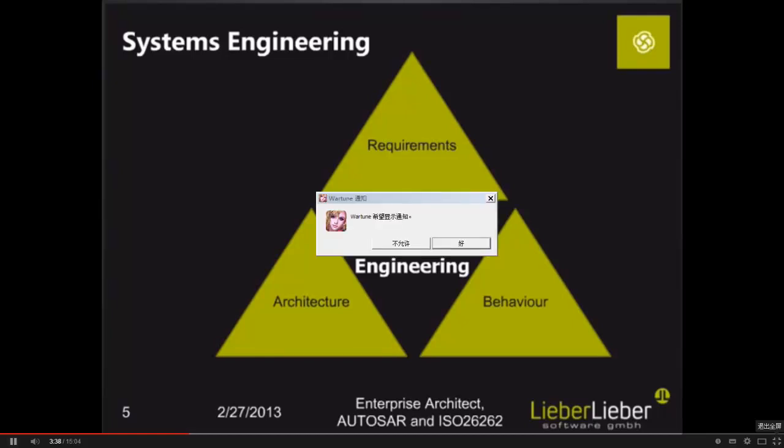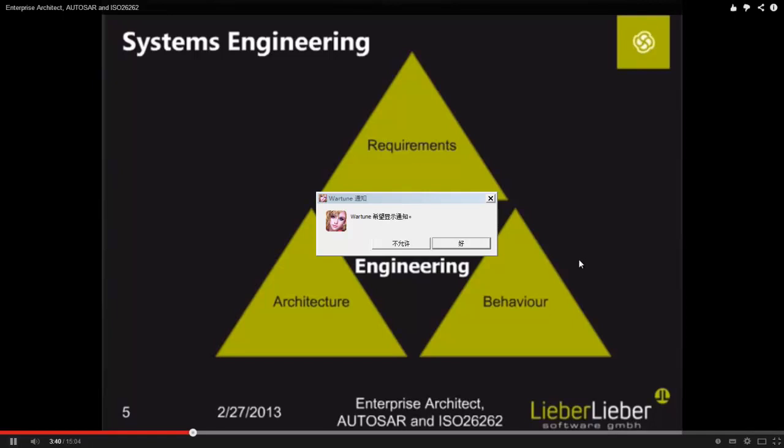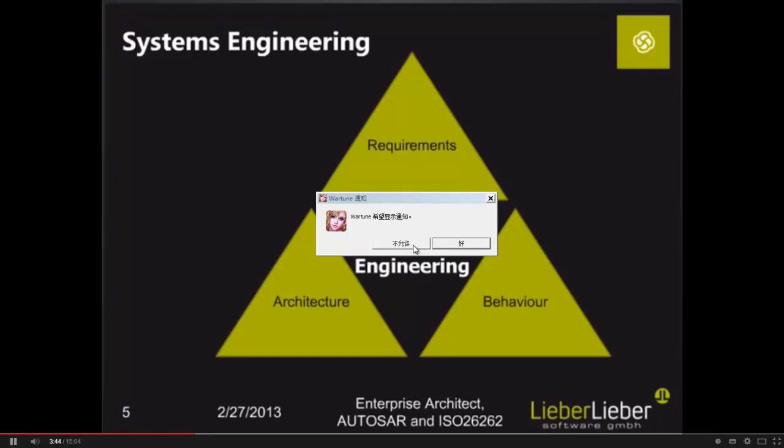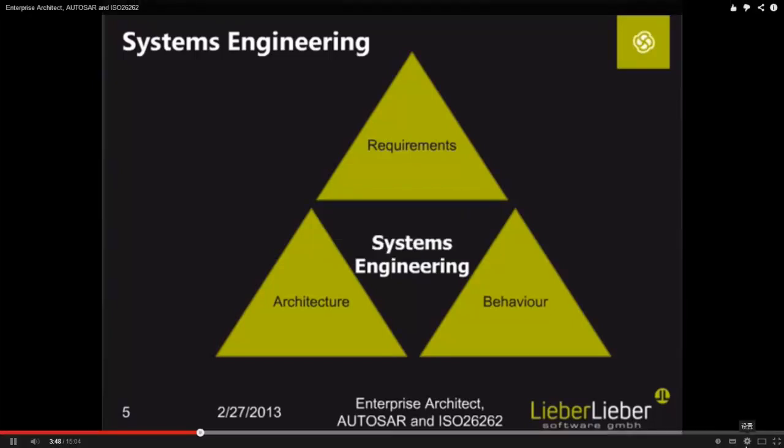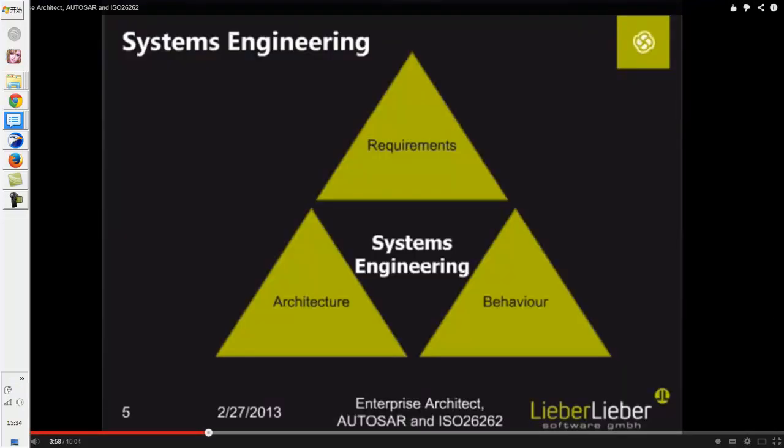In systems engineering, you normally have three building blocks. The first building block is the requirements. Requirements are normally defined as text. Combined with these textual requirements is the architecture. The architecture describes the structural parts of the system, their interfaces and interconnections. And the third building block in systems engineering is behavior.